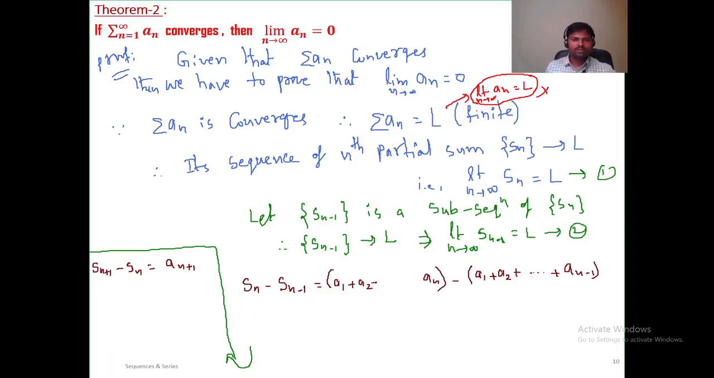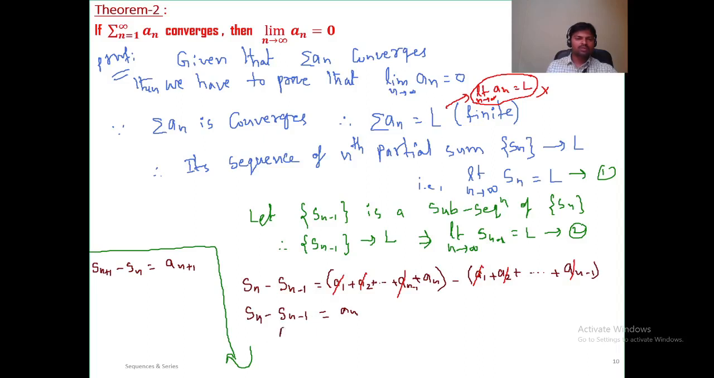So plus, the term before is an minus 1, right? An minus 1. After that, the next one is an. Now look at this: a1 minus a1 cancel out, plus a2 minus a2, and plus an minus 1 minus an minus 1. What is left? Only an is remaining. Therefore this is just an. So Sn minus Sn minus 1 is an.